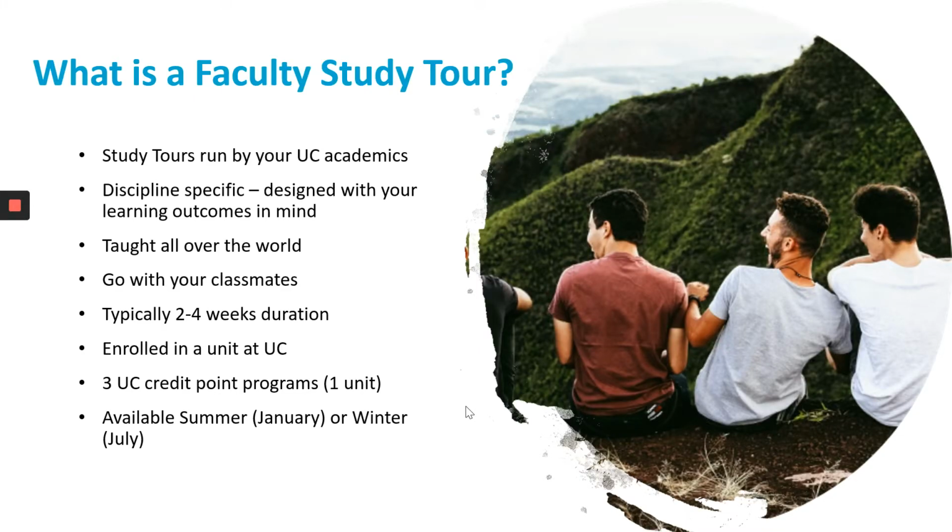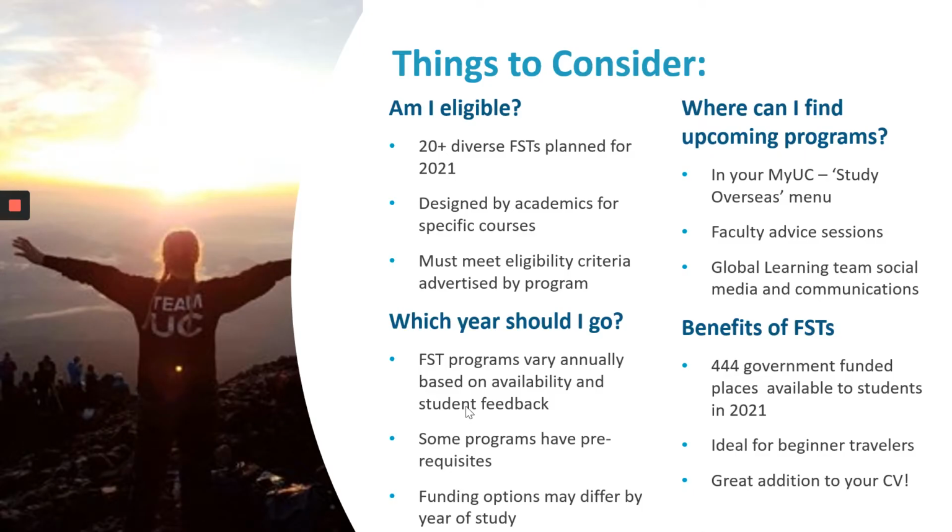So what is a faculty study tour? Study tours can be run by your UC academics and they're discipline specific and designed with your learning outcomes in mind. They're taught all over the world and you get to go with your classmates. They're typically 2 to 4 weeks in duration and you're enrolled in a unit at UC. You get about 3 credit points generally, which is 1 unit, and you can go over summer or winter depending on when your academic chooses to run the program.